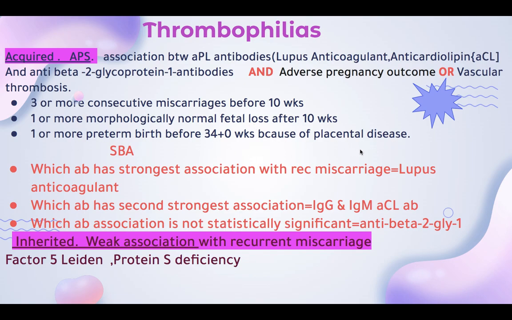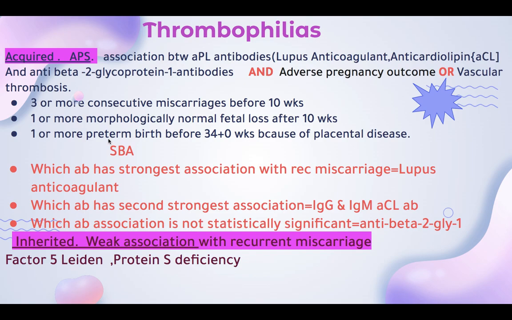Now, this line is very important. Let me explain a few things over here. First of all, what we call preterm birth is, normally we say that before 37 weeks it's a preterm birth, but here they have taken the cutoff of 34 weeks. So it is very important to remember. 1 or more preterm birth that occurs before 34 weeks.